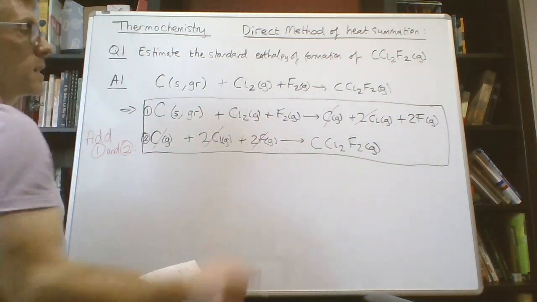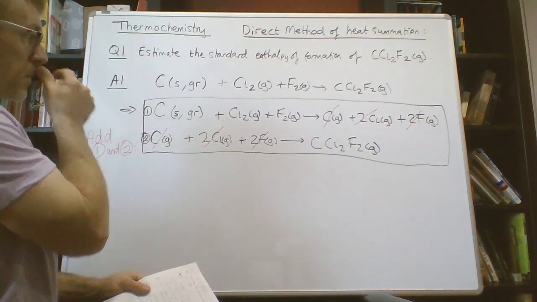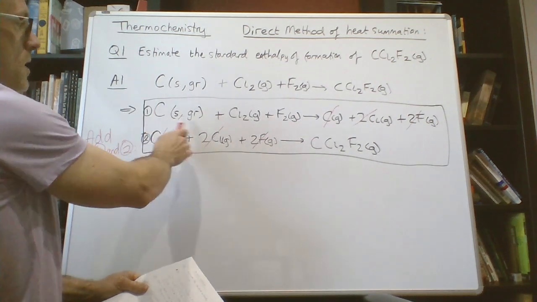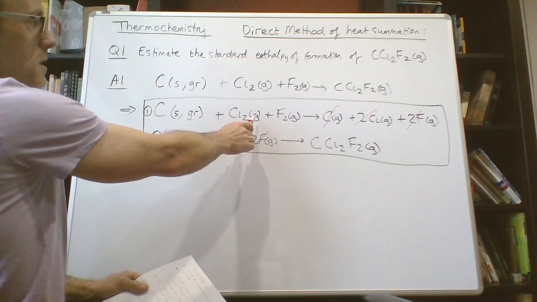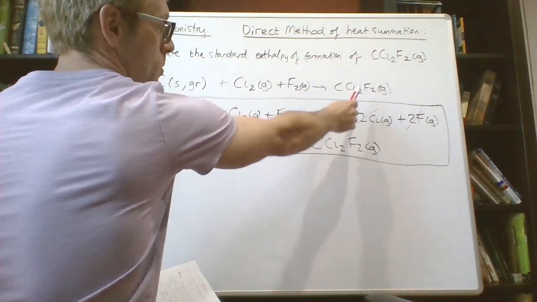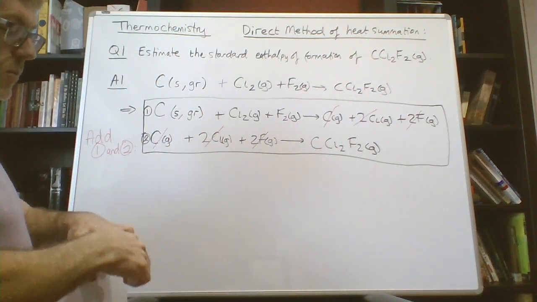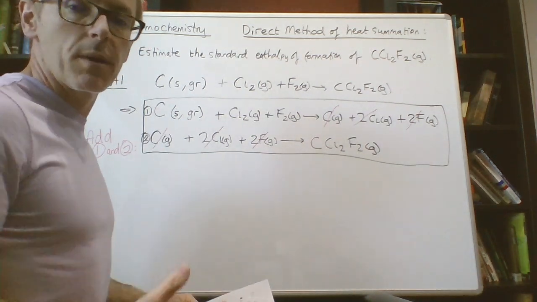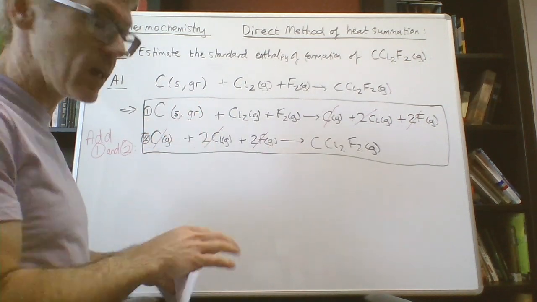And 2 fluorine in the gaseous phase cancel 2 fluorine in the gaseous phase here. So we're just left with our original equation. Carbon solid, graphite, and a molecule of Cl2 in the gas phase, and a molecule of F2 in the gas phase. Net gives one molecule of CCl2F2 in the gas phase. Okay. So although we've cancelled spectators, and although they don't appear in the overall equation, we have to account for the energy needed to do that.